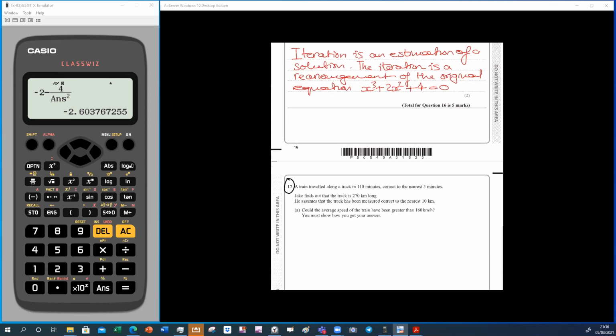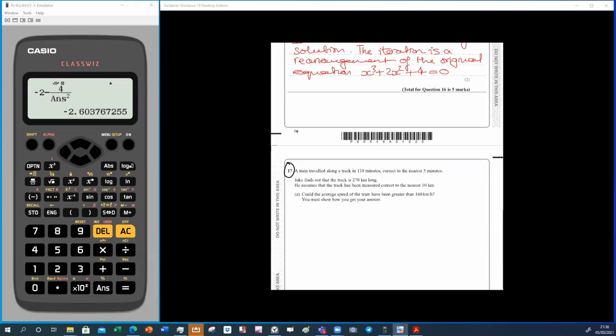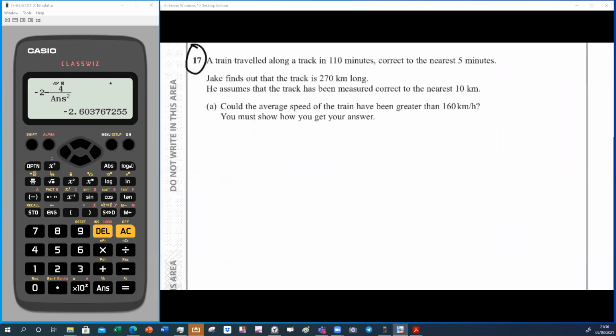Okay, give me a second. Okay, lovely. Question number 17. Everybody feast your eyes on question number 17. What topic is question number 17? Please type it into the chat. Let's see if you can actually recognize what the topic is. And the topic actually isn't average speed, by the way.